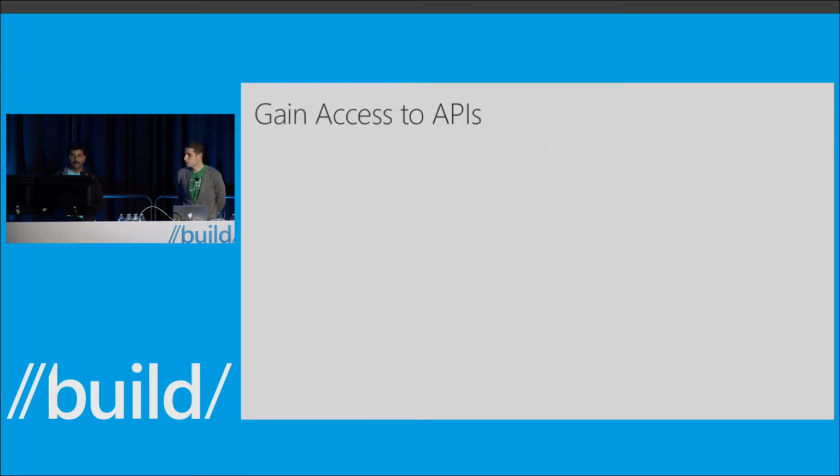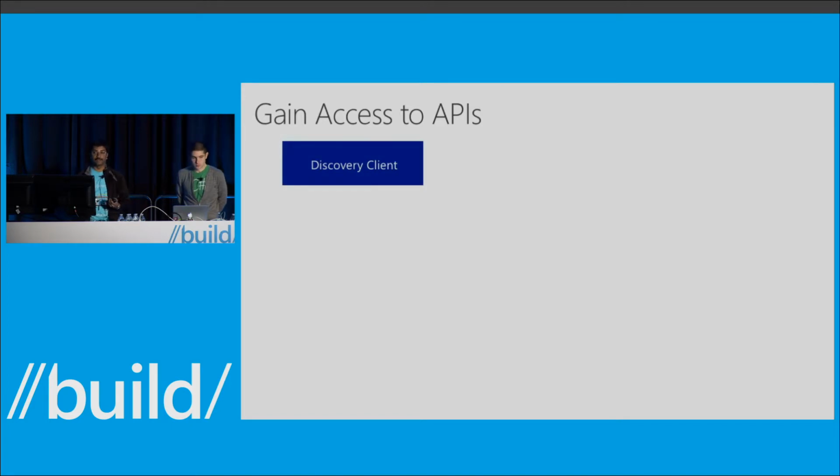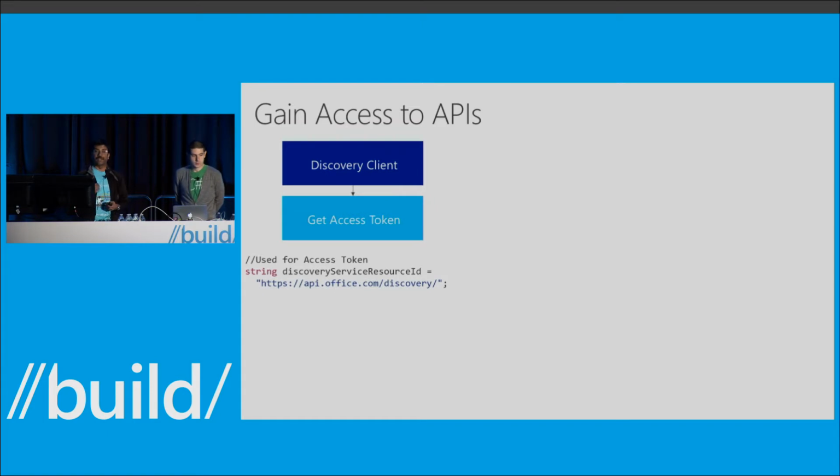So what it actually does is that as you would request access to any Office 365 API service, the first thing you need to do is create the discovery client, right? Because you want to discover that. So you create a discovery client, and then you'll authenticate with Azure AD and get the access token for Discovery Service. So the Discovery Service is a constant URI. It won't change. So we have put that as apioffice.com/discovery.